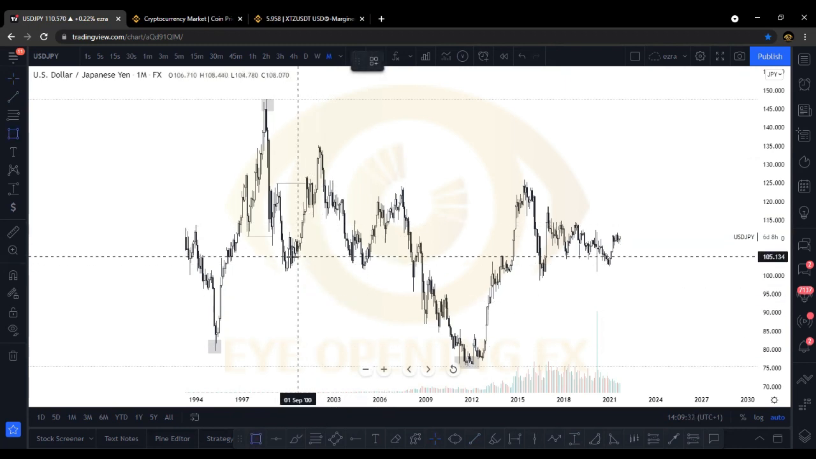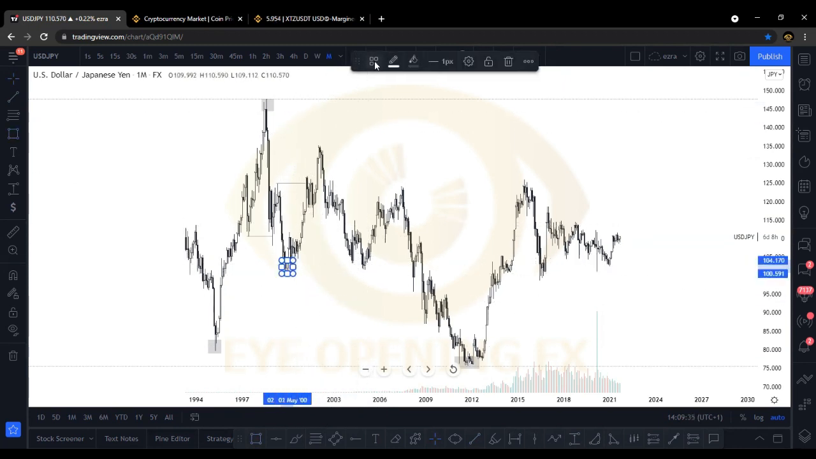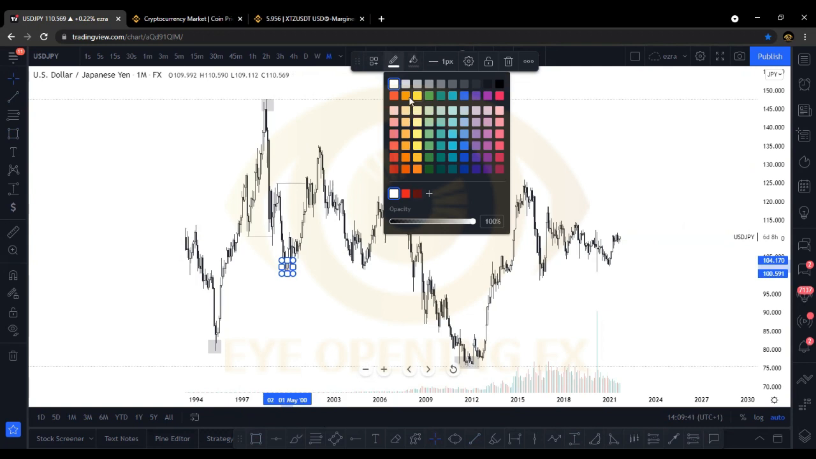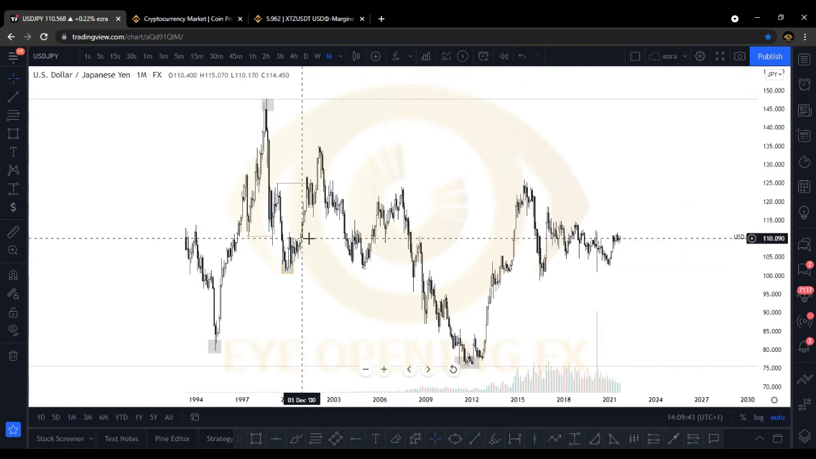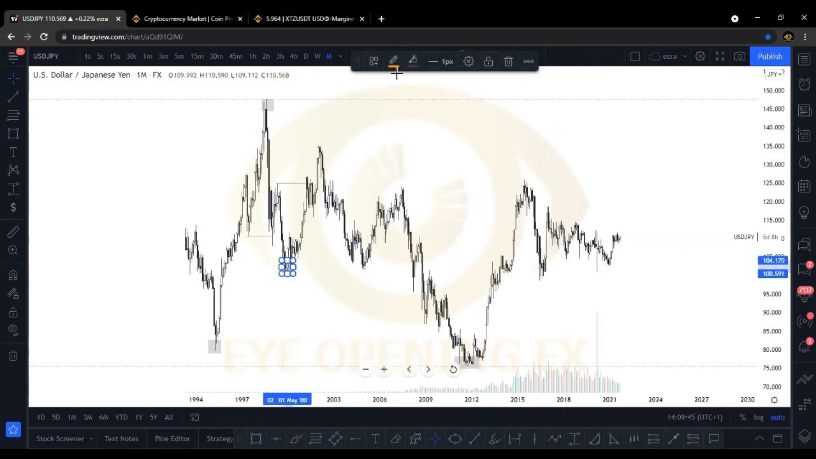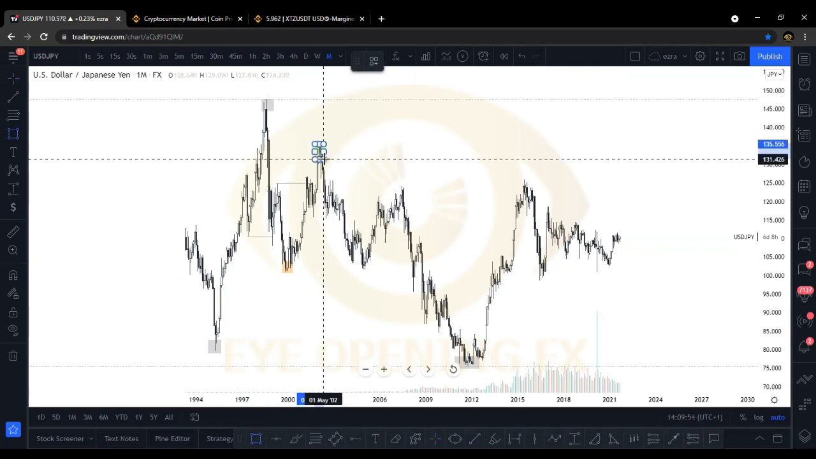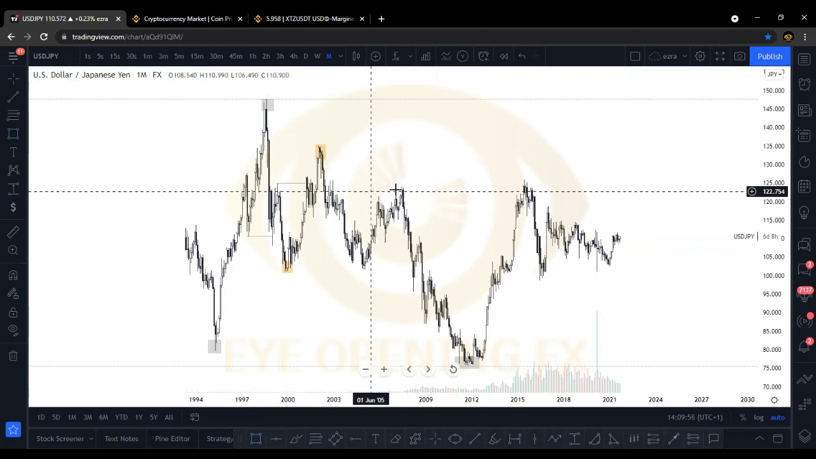So the internal structure within this range, let me use a different color, is telling you that this is the main structure range.